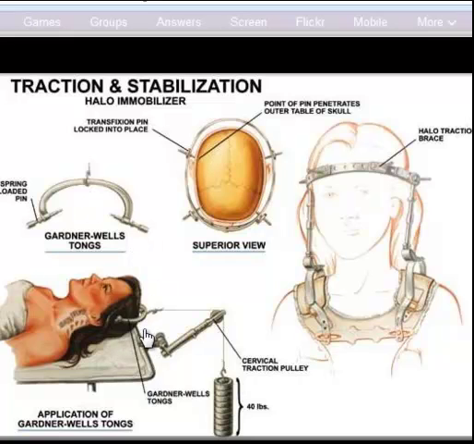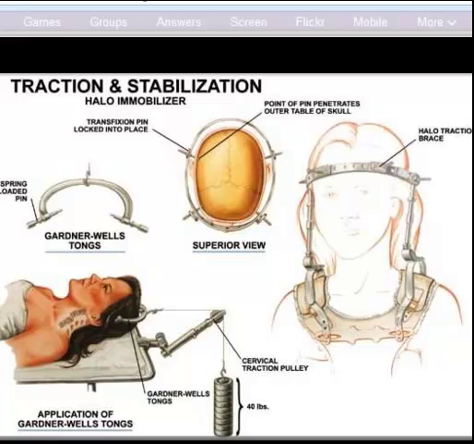As you can see, the tongs are connected to the scalp of the head, and they have traction, usually around 40 pounds here for an adult. It would be less for a child, and it would be ordered by the physician. And also halo traction braces.